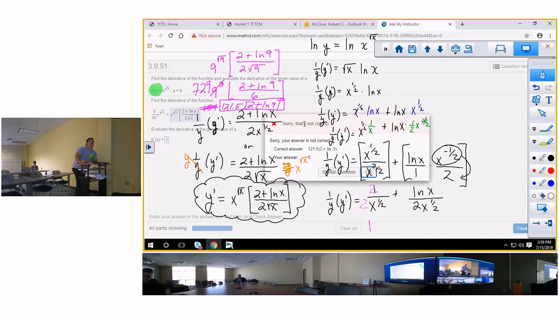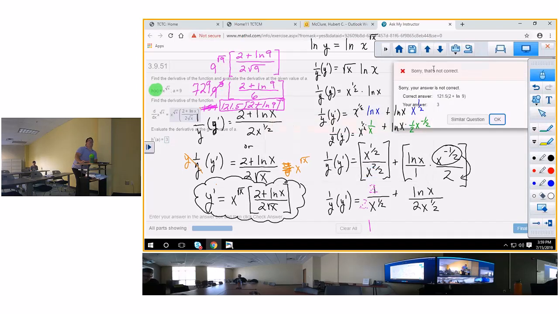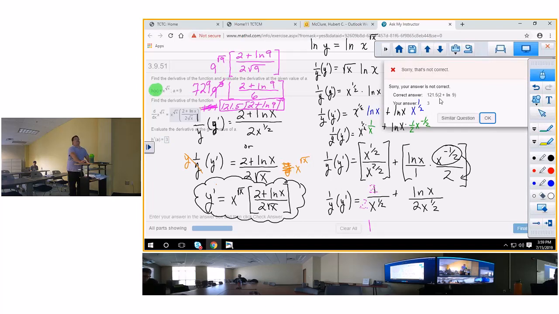We are cooking with peanut oil. 121.5, 2 plus the natural log of 9. And we feel good about ourselves, don't we?